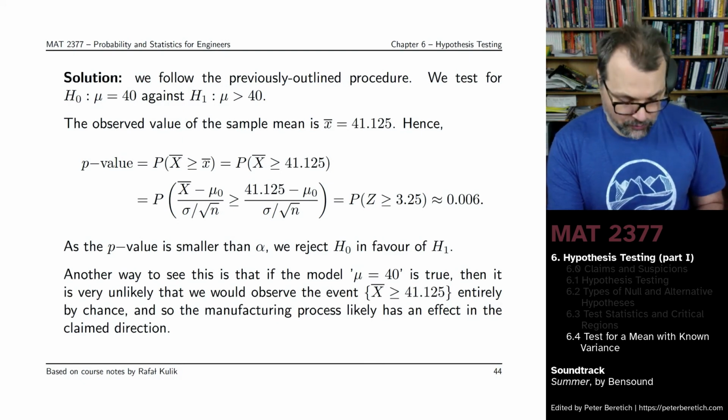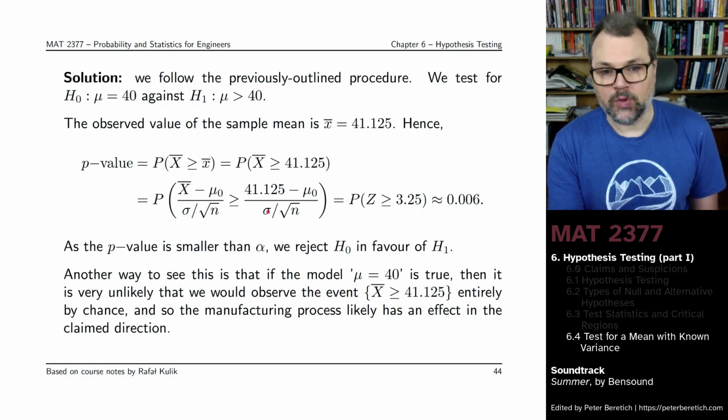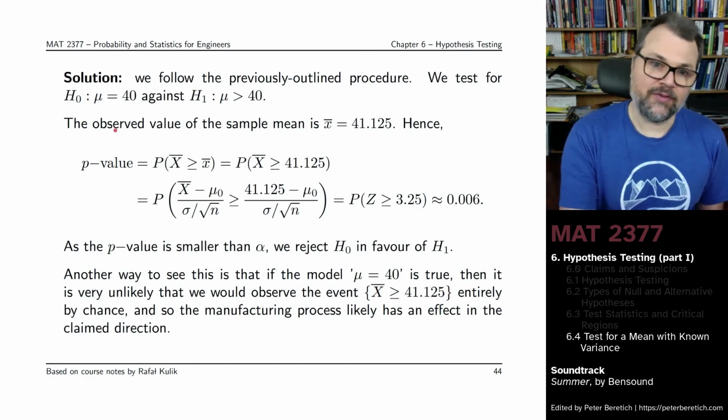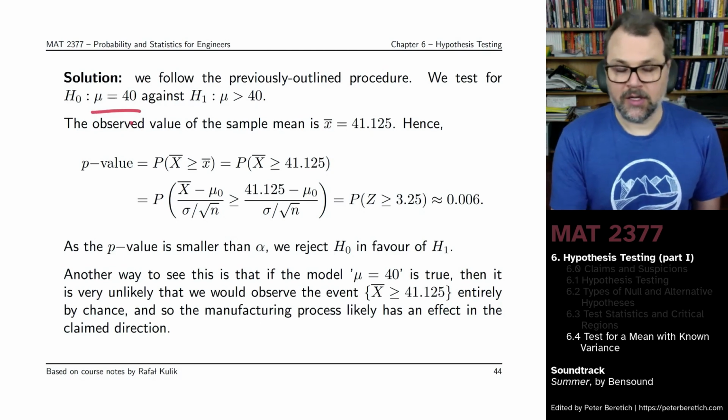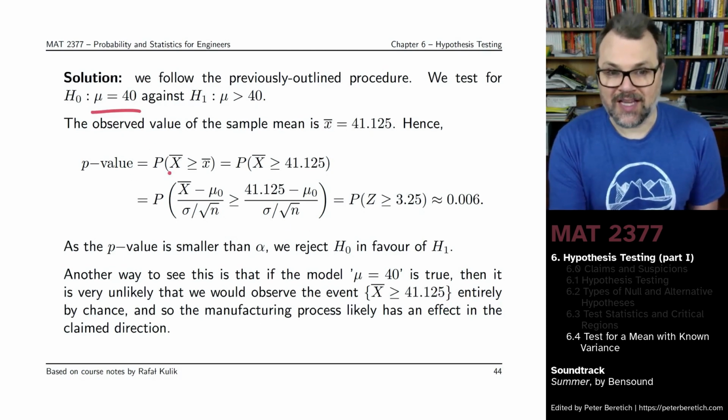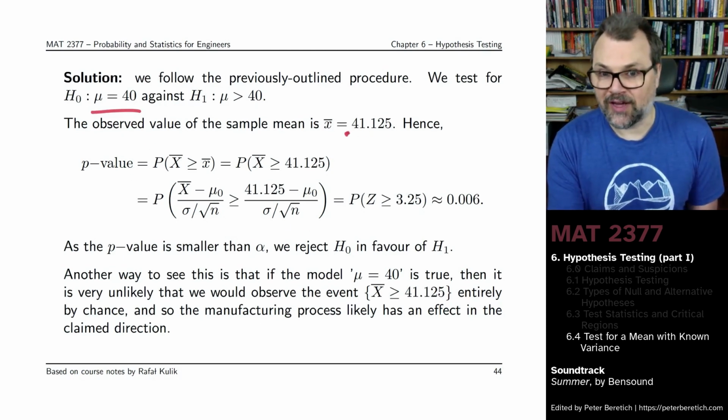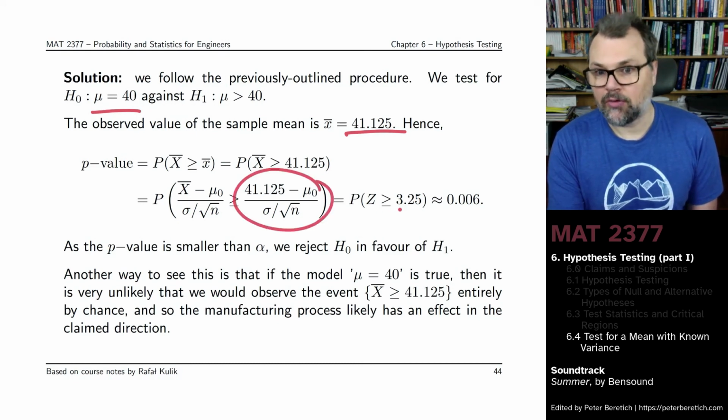We know what mu0 is, it is 40. We know what sigma is, it's 1.2. We know what n is, it's 12. So if the null hypothesis is valid, if the true mean is 40, the probability that the sample mean would be larger than what we've actually observed should be the same as the probability that the standard normal distribution z will be greater than or equal to this quantity, 3.25.